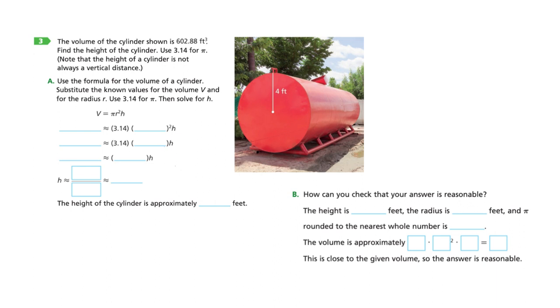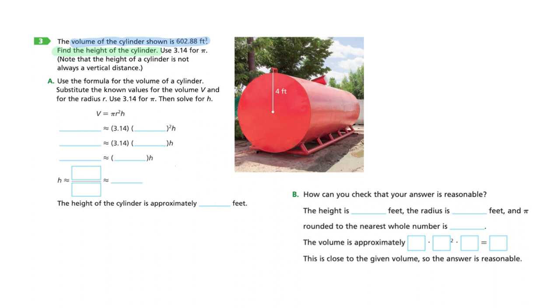So this is number 3, and I want you to read through this and try to do it on your own. Pause the video here, work through it, and then we'll look at it together. So this problem's a little bit different. They give you the volume of the cylinder, 602.88 cubic feet, and they want you to find the height. So you're just solving for h in this one. So let's look at what we have. So they give you the formula again here. And so we're just going to be plugging in the numbers.